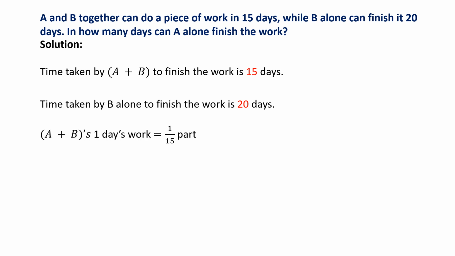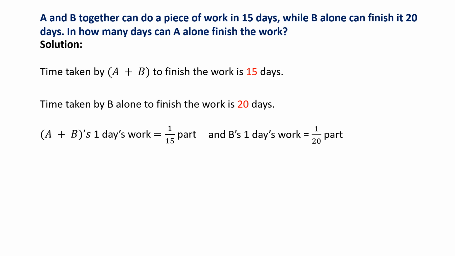Okay, so A plus B's one day work is 1 divided by 15 part, because in 15 days they complete one work, and in one day they complete 1 divided by 15 part. Similarly, from the second line in the solution part, B's one day work is 1 divided by 20, because in 20 days we can complete one part, in one day we can complete 1 by 20. So on your left, that 1 divided by 15 is A plus B's one day work, and that 1 divided by 20 is B's one day work.